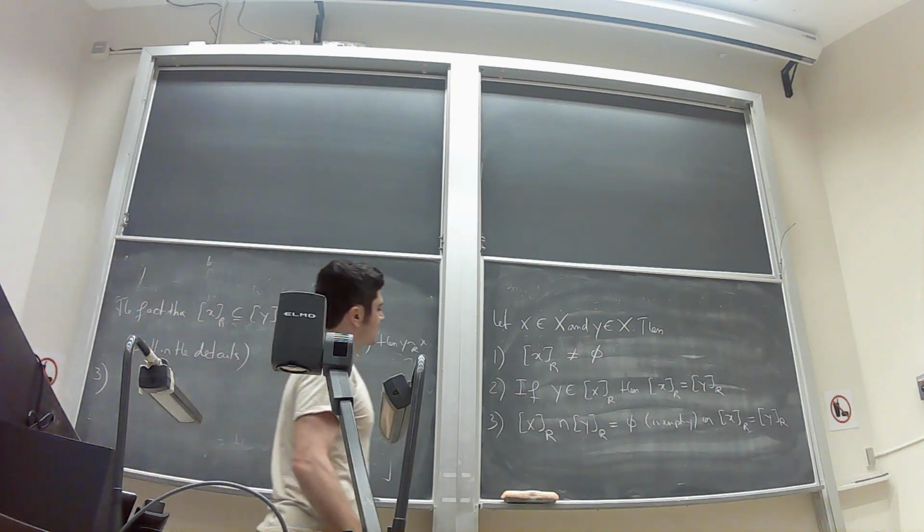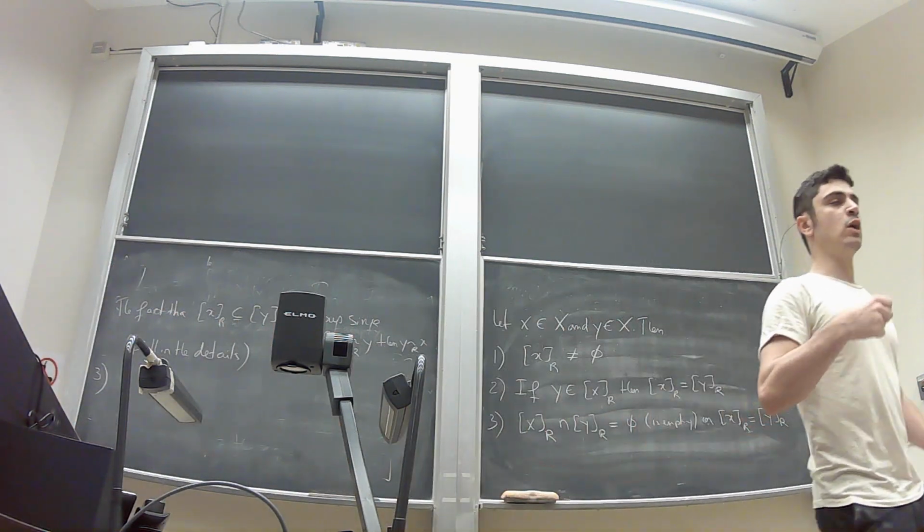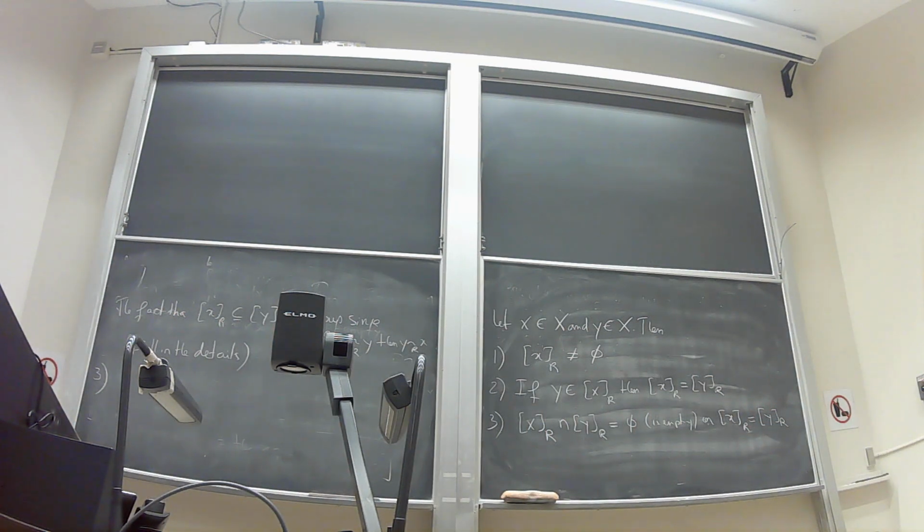What does 3 say? It says that 2 equivalence classes are either totally disjoint, or they're equal. That's a pretty strong statement, right? Like 2 sets have no intersection at all, or are totally equal. How do you prove that?